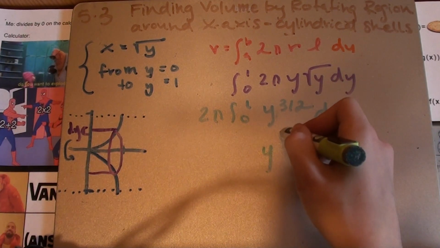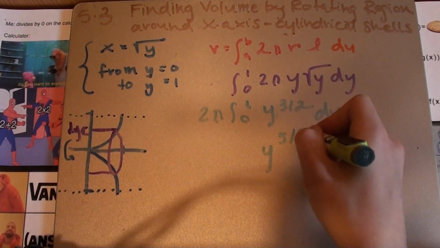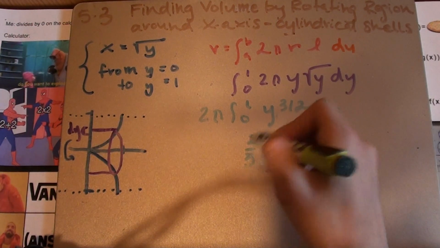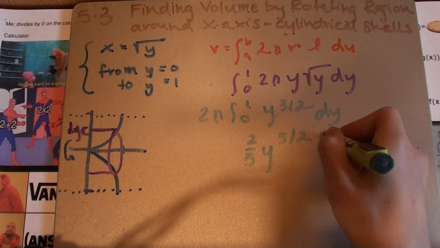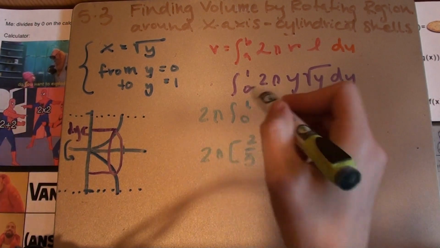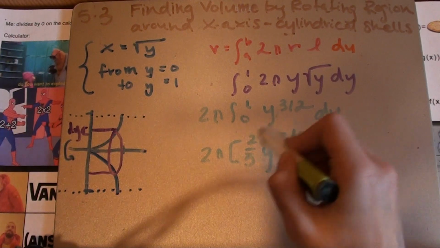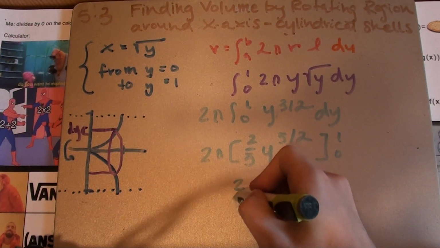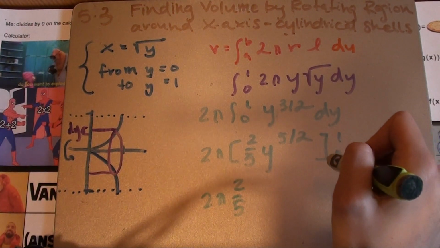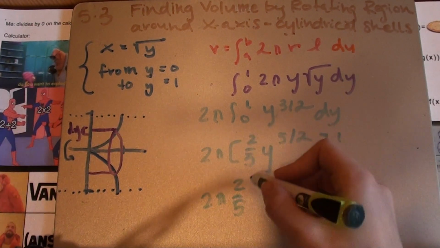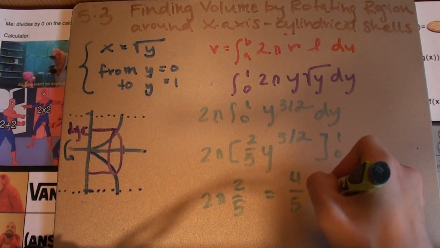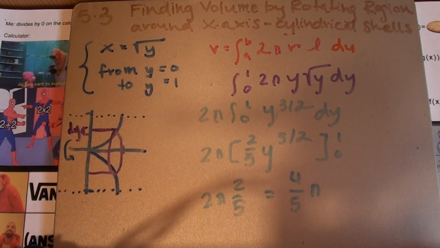Now that we've simplified, we're going to integrate. So we're going to get y, and add 1 to our exponent, so that's 5/2. Then multiply by the reciprocal, so we have 2/5. Our bounds are from 0 to 1, multiplied by our 2 pi. We plug in 1, we just get 2/5. We plug in 0, we get 0. So we have 2 pi times 2/5, and when you multiply that through, you get a grand total of 4/5 pi. And that is our answer for our volume.